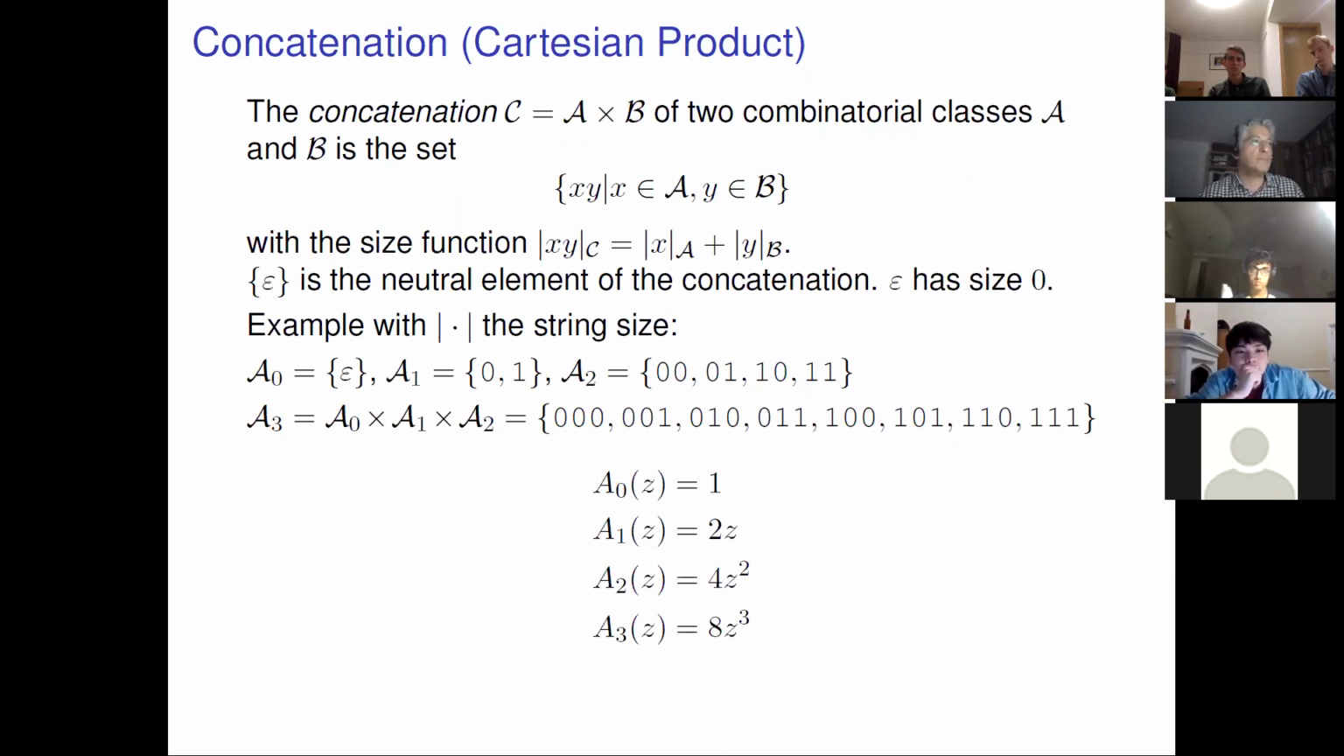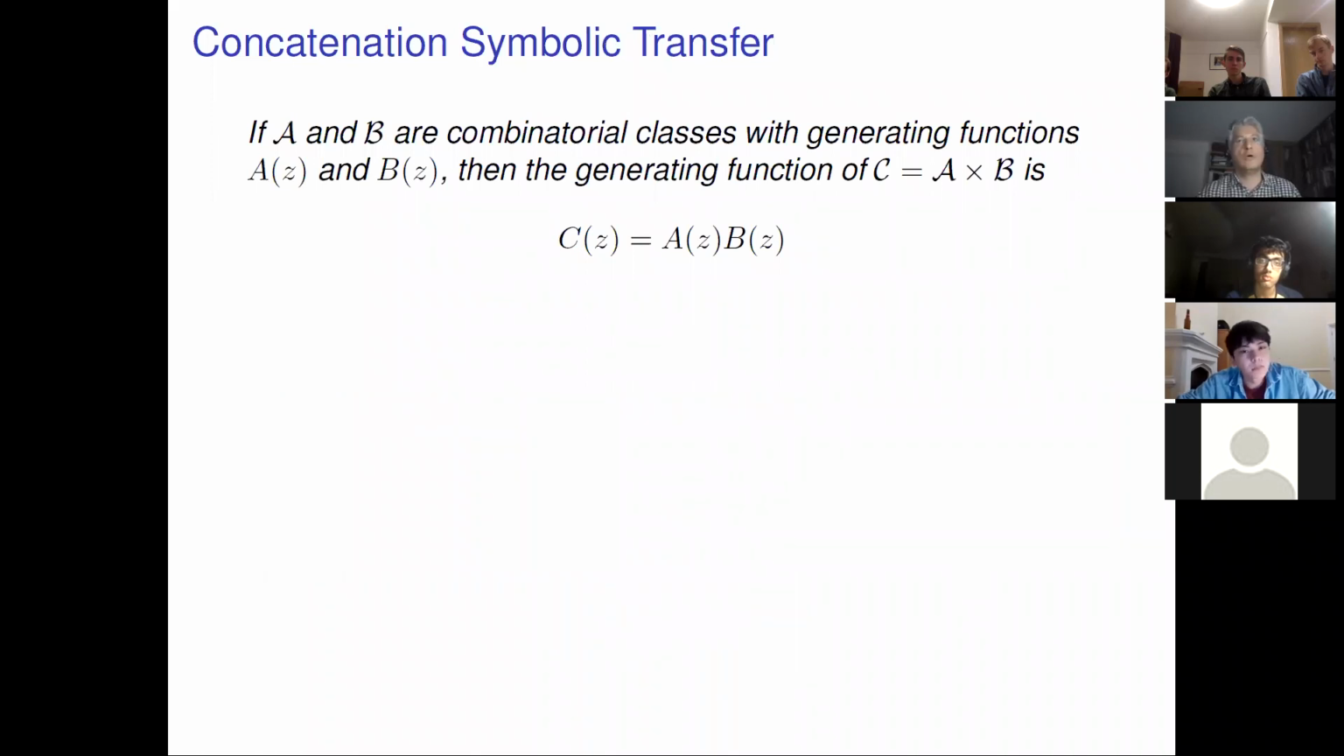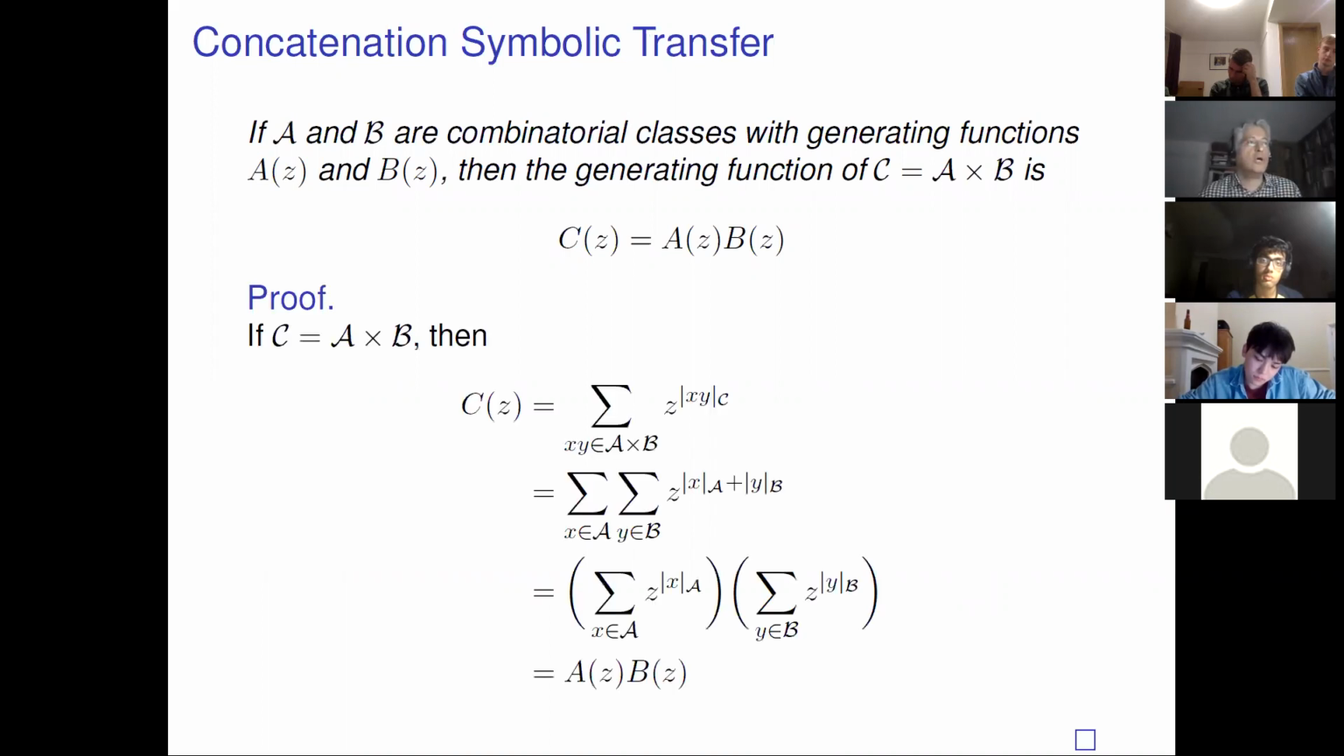And then in this case, the generating function of the result is the product of the generating functions. And that's also a general result. The generating function of the concatenation is the product of the generating functions. And again, when you use this definition of the generating function, it's very easy to see, because the size of this is the sum of the sizes, and then you just take common factors.